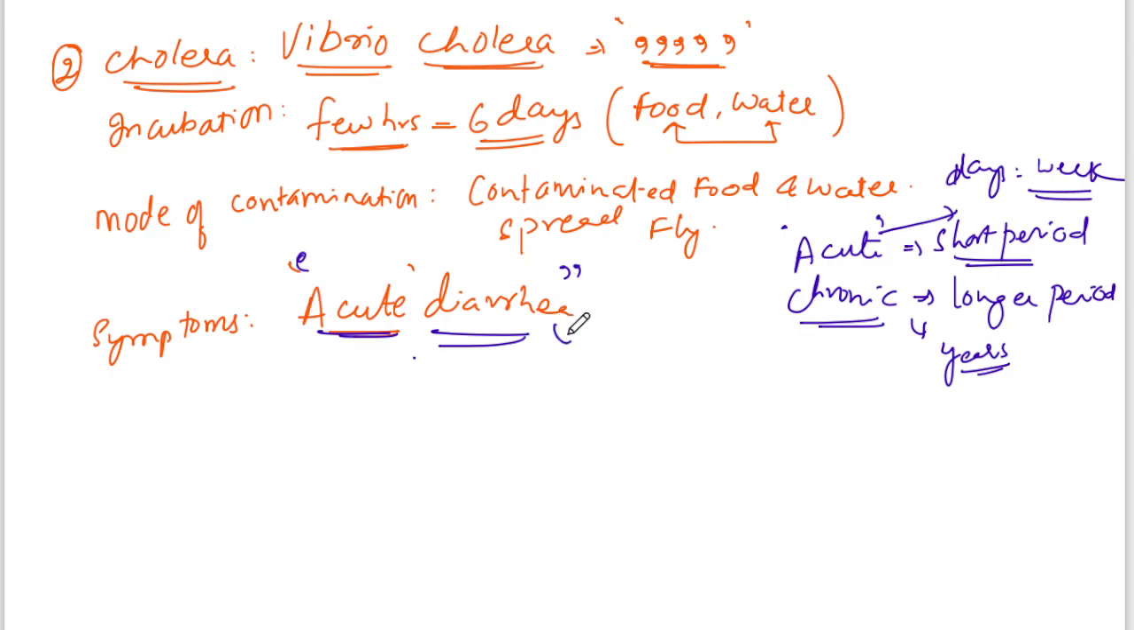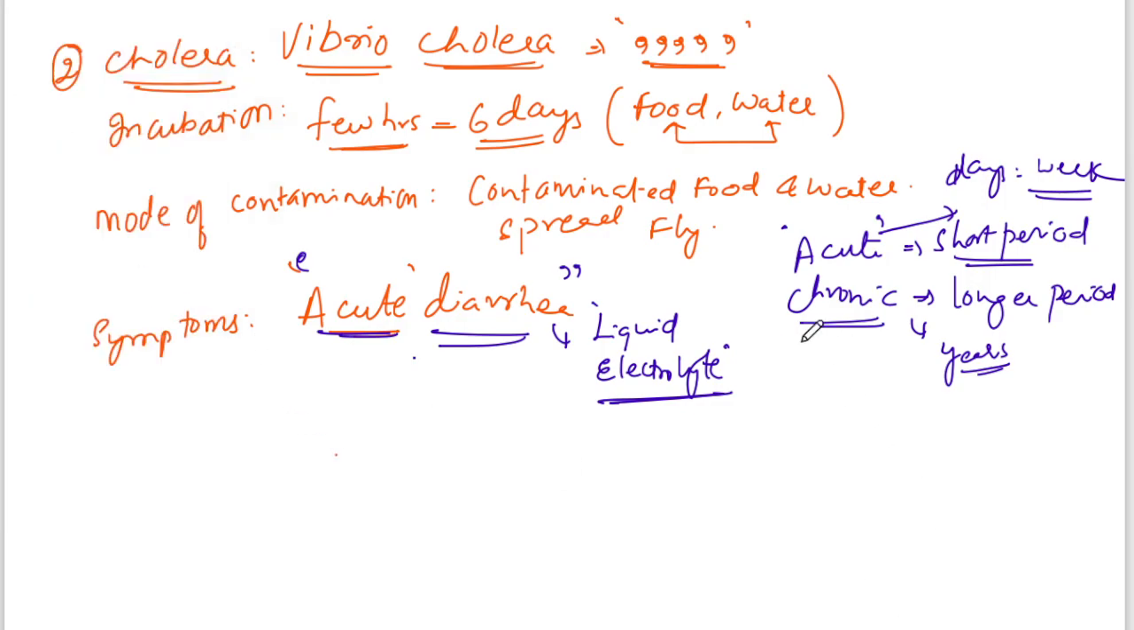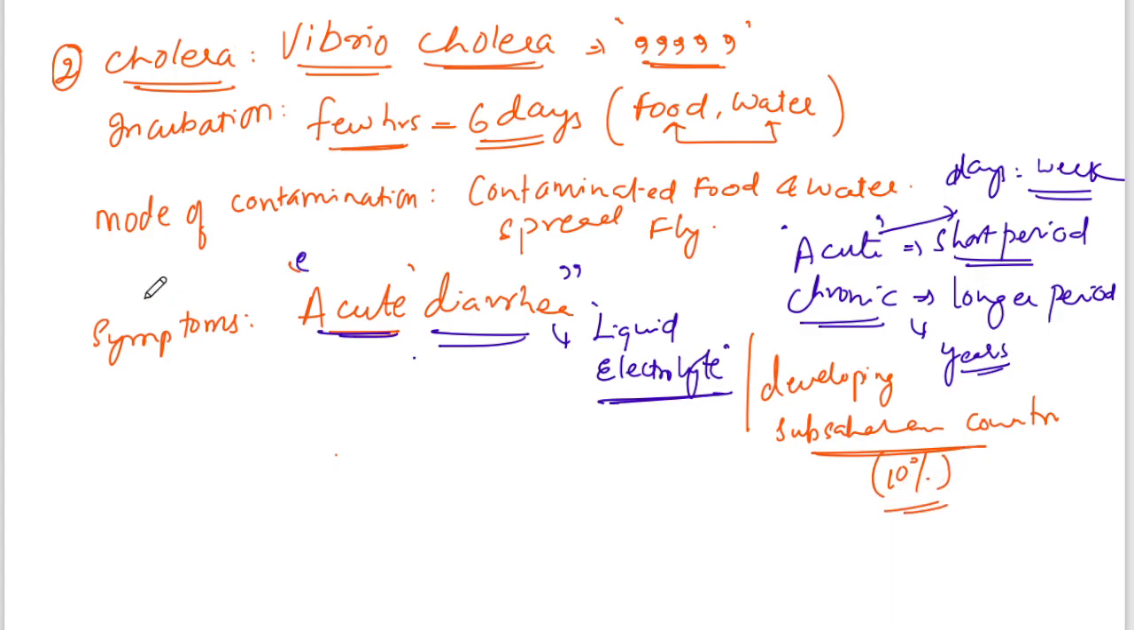Whenever there is diarrhea, the complete liquid content and electrolyte content in the body will get washed away with the motions. So there is a higher chance of deaths. In developing countries and sub-Saharan countries, about 10% of the death rate is shared by diarrhea, and that too by cholera.